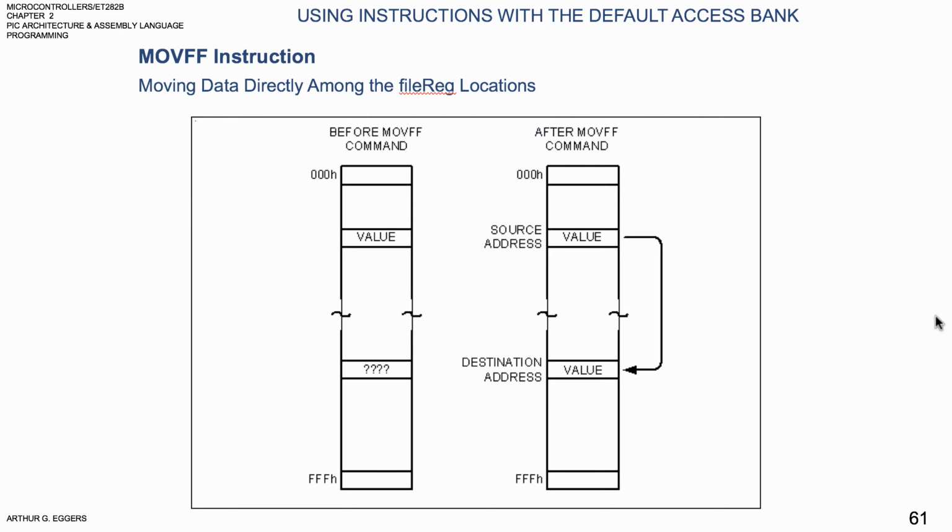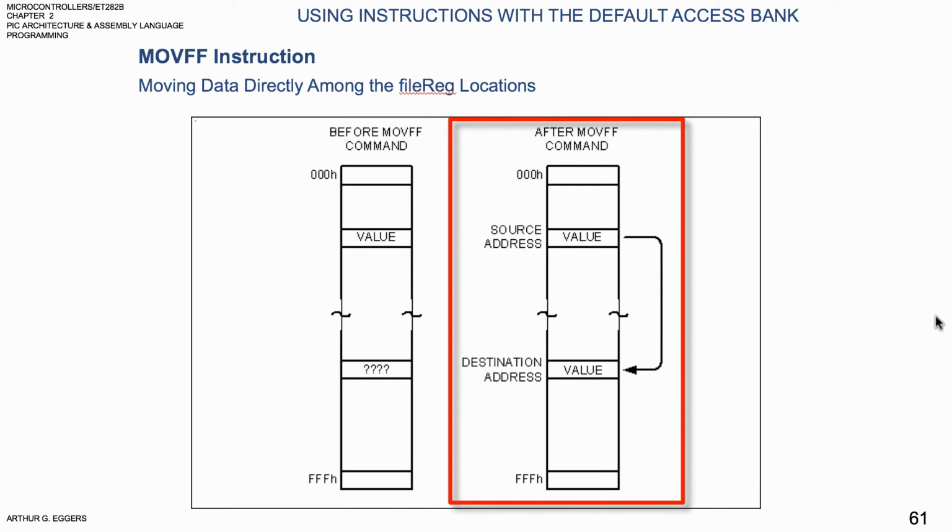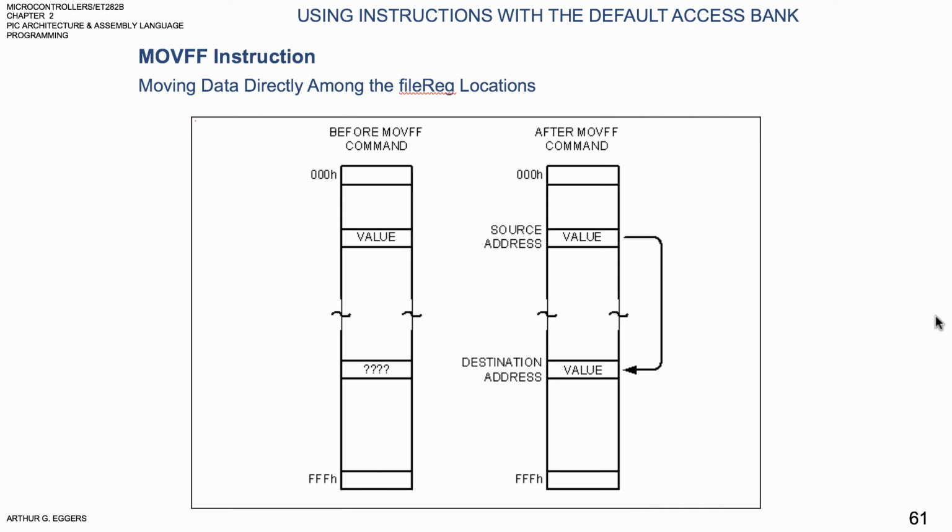If we take a look at the diagrams here, we can see the difference of the operations. Before the MOVFF command, we have some value that we want to move to some other location. We can see then on the right, after the MOVFF command, we've moved the value from a source to a destination without having to use the working register.